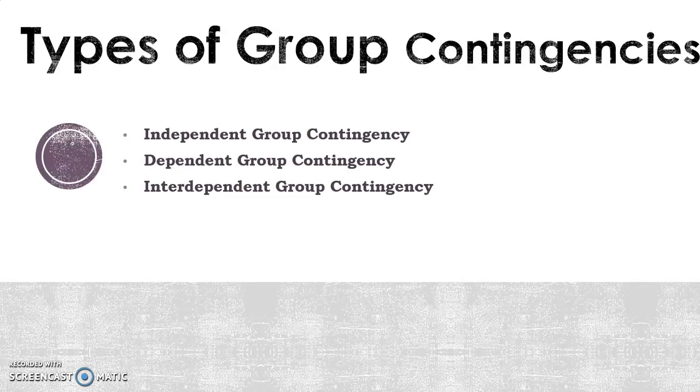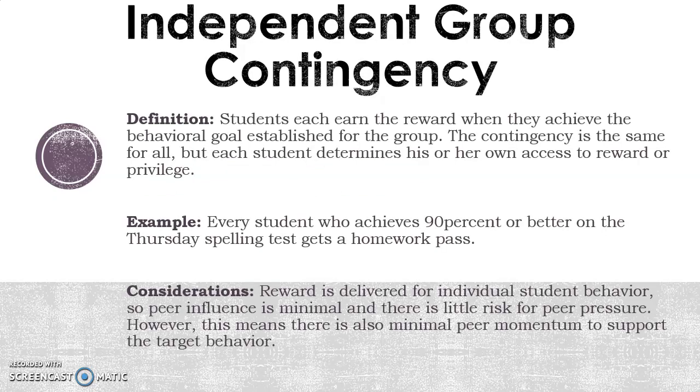There are three types of group contingencies: independent, dependent, and interdependent. Let's explore those ideas a little bit further. Independent group contingency. So the definition for that is students each earn the reward when they achieve the behavioral goal established for the group. The contingency is the same for all, but each student determines his or her own access to the reward or privilege.